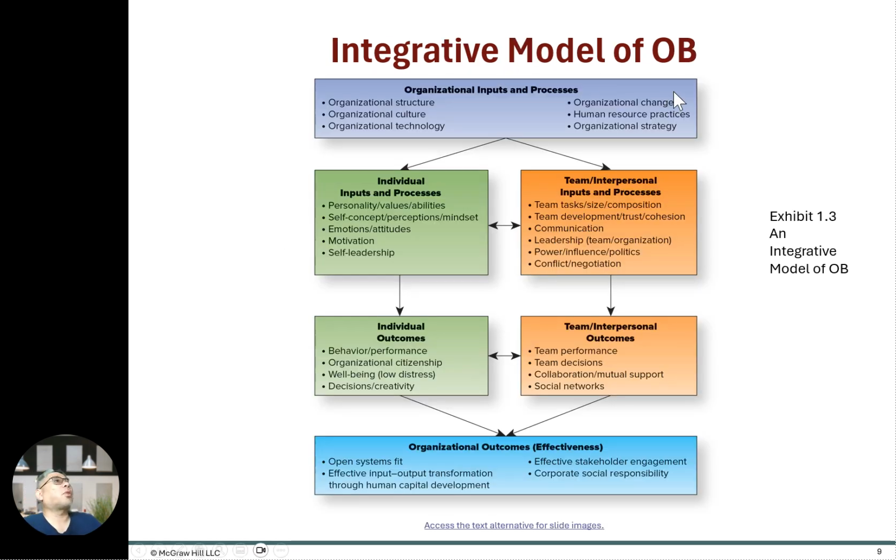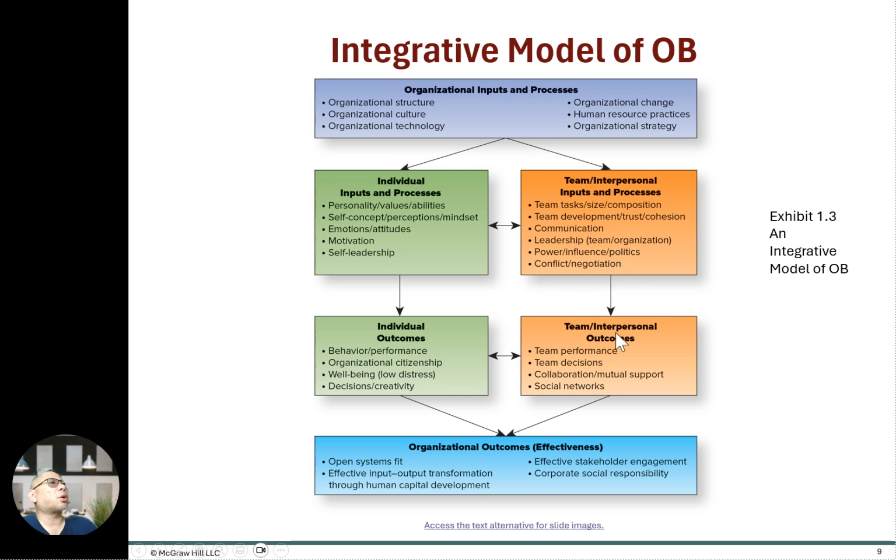The integrative model of OB, such as organizations, is in terms of inputs and processes at the top, such as structures, culture, and technology, change, human resource practices, and strategy, all the way to individual inputs and processes, such as personality, values, and abilities, self-concept, emotion, attitude, motivation, and self-leadership. And there's the team and interpersonal inputs and processes, such as team tasks, team development, communication, leadership, power, influence, politics, and conflict negotiation.